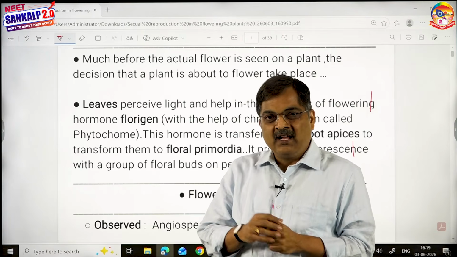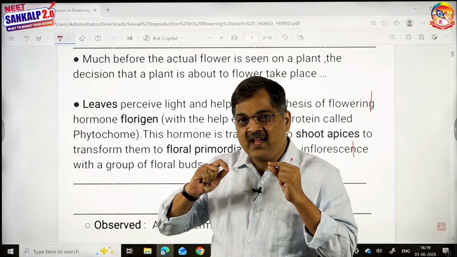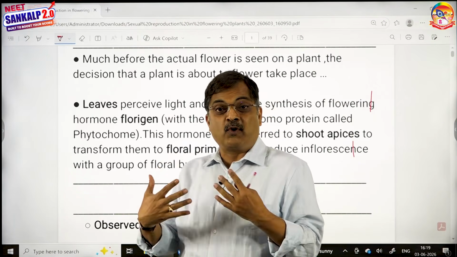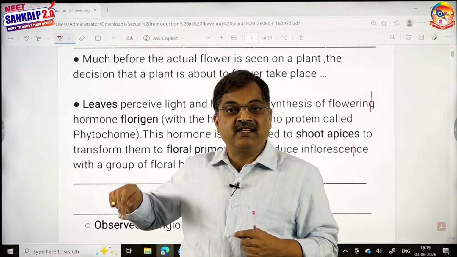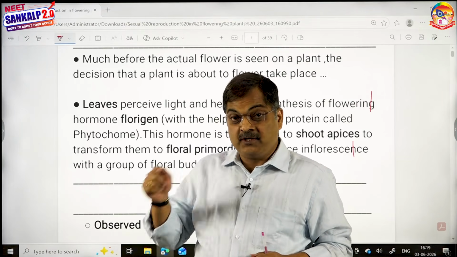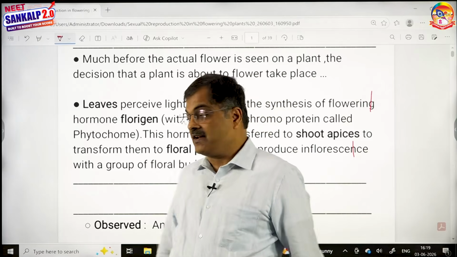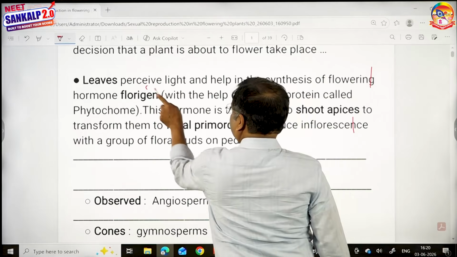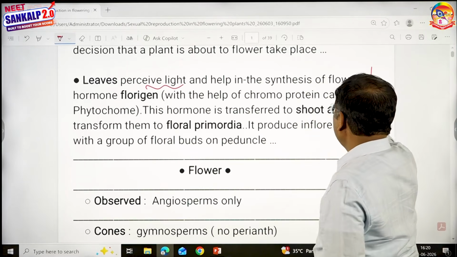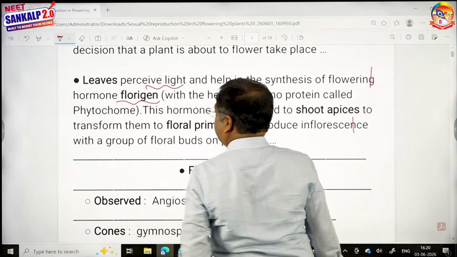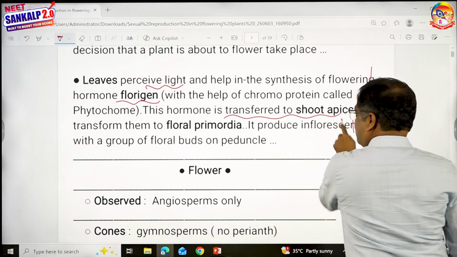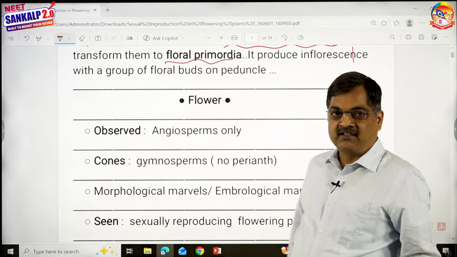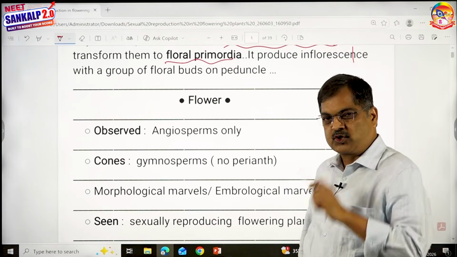So it means that the part of the plant which is very essential for flower is leaves, because hormone responsible for flowering are actually synthesized in leaf in certain photoperiod, and gibberellins also have a role in the synthesis of flowering hormone. So that's what I have written here. Leaves perceive light, all right, and help in the synthesis of flowering hormone. Remember, florigen. This hormone is transferred to the shoot apices, transform them into a floral primordia. That's a very easy one to remember. We made a good start, isn't it?